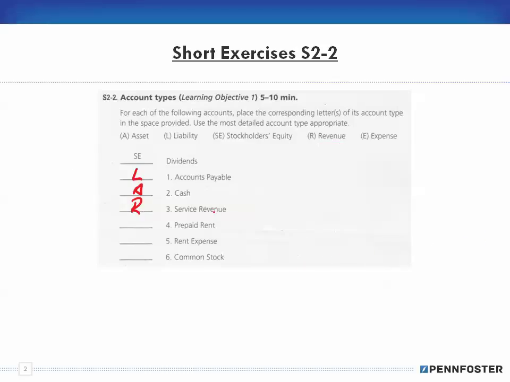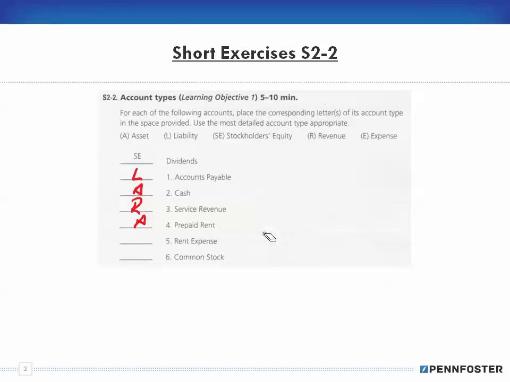Okay, prepaid rent, I just went over that. In the example, when you prepay your rent for $12,000, you own that because you haven't used it all yet. The only time you've used it all is when you get to December 31st, right? So you've used it throughout the entire year. And any portion that you haven't used during the course of the year is something that you still own. So prepaid rent is an asset.